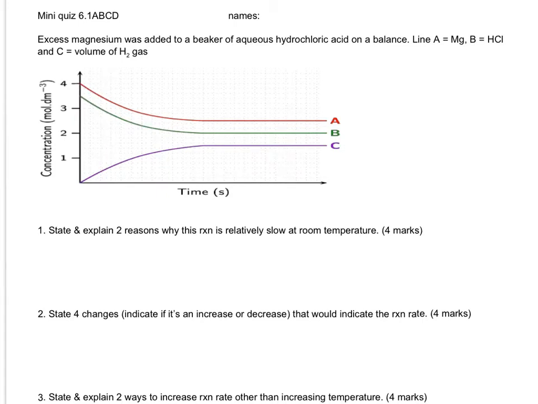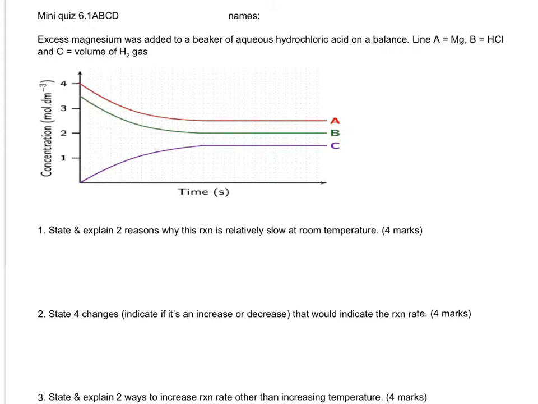Welcome. This video is going to go over solutions to the mini quiz 6.1 ABCD. The experiment above is described as excess magnesium added to a beaker of aqueous hydrochloric acid, and line A represents the magnesium, B the HCl, and C the volume of H2 gas being produced.